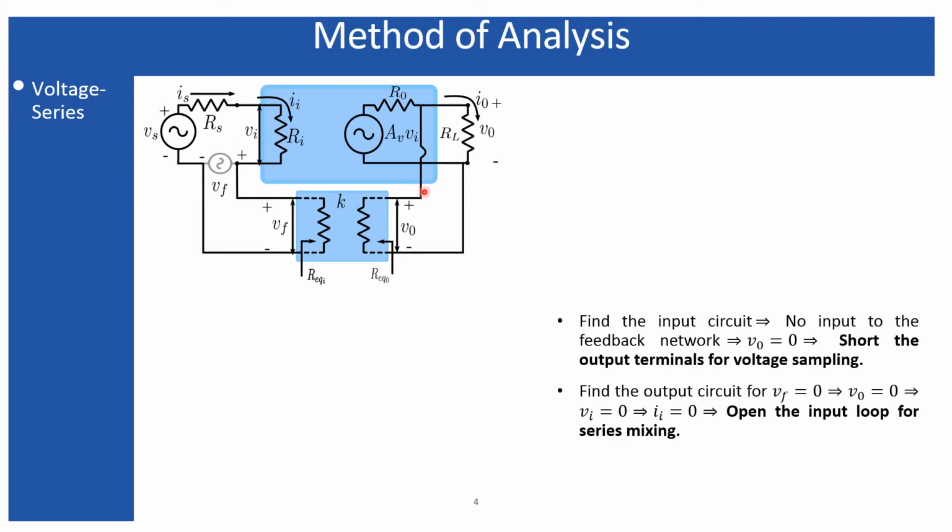For a voltage series amplifier, the signal that is being fed to the feedback network as an input is a voltage. Therefore, when you are going to find the input side of the base amplifier, you have to consider that the voltage appearing across the input of the feedback network is 0. So V naught is equal to 0.